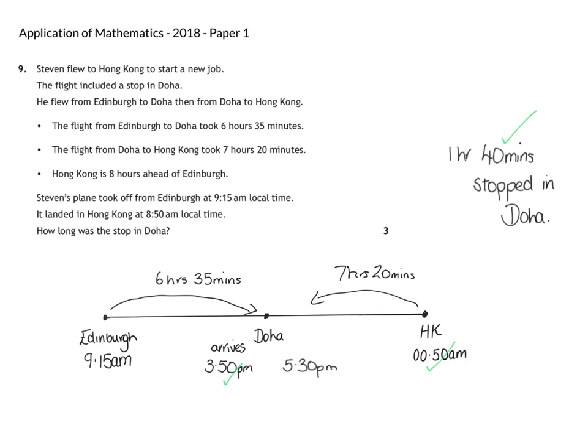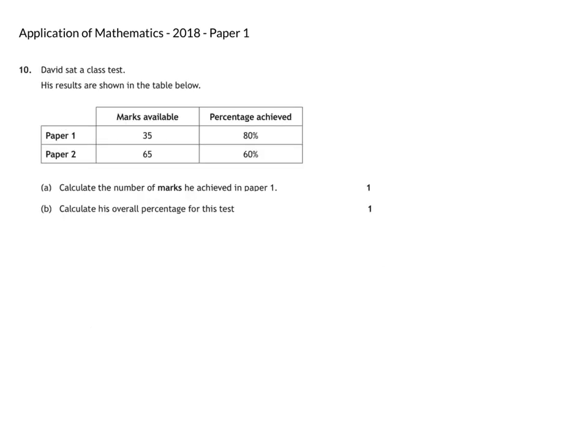Okay, so on to question 10. Right, so we have David sat a class test. His results are shown in the table below. Paper 1, there were 35 marks available and they achieved 80%. And for paper 2, 65 marks available and achieved 60%. So we have to calculate the number of marks achieved in paper 1 and then work out the overall percentage for the assessment or the test.